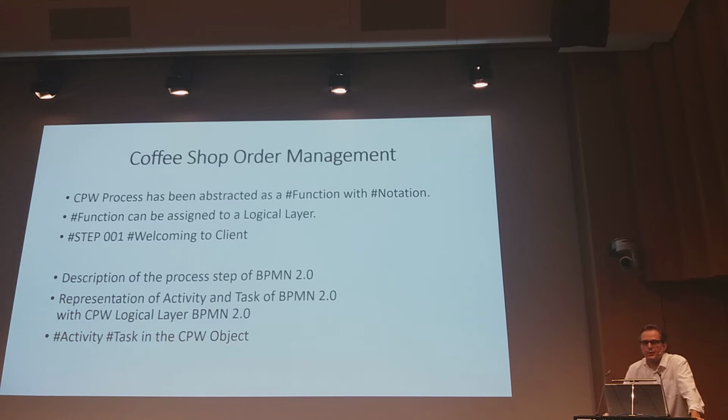So the CPW process step has been abstracted as an abstract function with hashtag notation. Hashtag function can be assigned to a logical layer. Hashtag step 001, hashtag welcoming to client. Description of the process step of business process modeling notation 2.0. Representation of activity and task of business process modeling notation 2.0 with CPW logical layer business process modeling notation 2.0: hashtag activity, hashtag task in the CPW object.